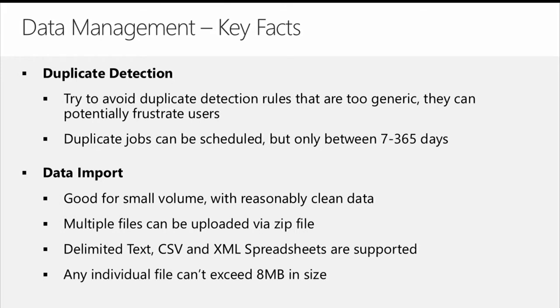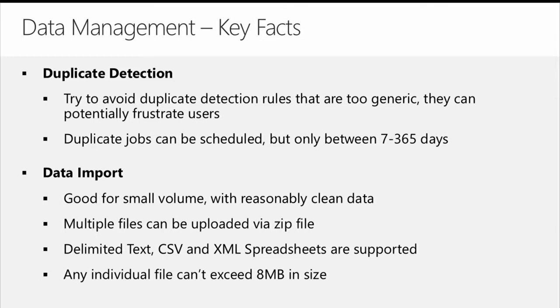I'm only working with text files, CSV files, and XML spreadsheets as far as putting information in. If I have multiple files, I can put those into a zip file to move them through, but I'm really looking at small-based information when I'm going through. I also want to keep in mind that any individual file I'm bringing in can be no more than 8 megabytes in size.